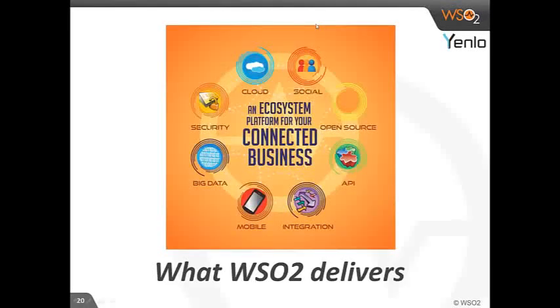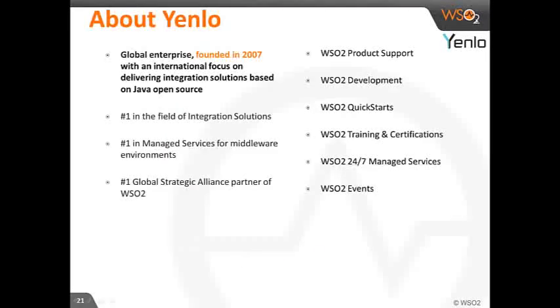Yes, I would like to talk about Yenlo, as you promised me. I like the term Ruslan used earlier, the golden company, because we are a strategic partner of WSO2 through Europe. It was founded in 2007 with an international focus. We are currently in four countries, which are Belgium, UK, Holland, and Germany. It's number one in the field of integrations. We have customers all around Europe. It's number one in managing the service of middleware environments. It's a global strategic alliance of WSO2, which I stated earlier.